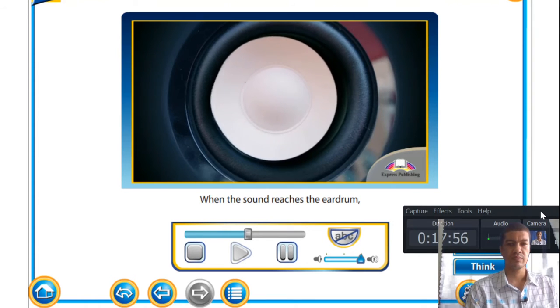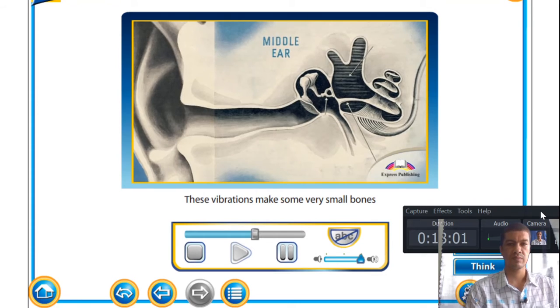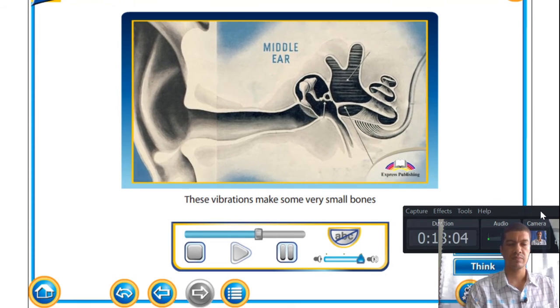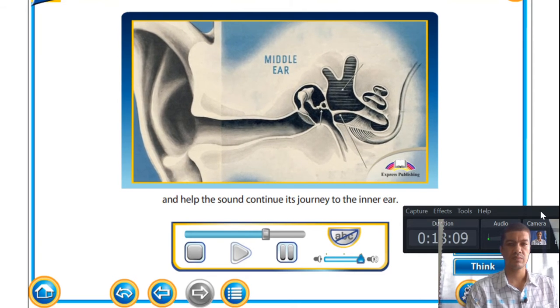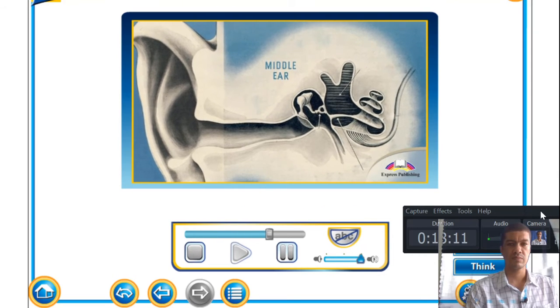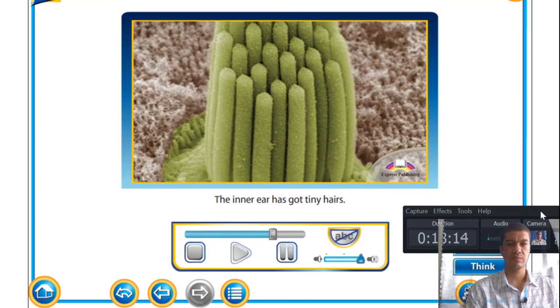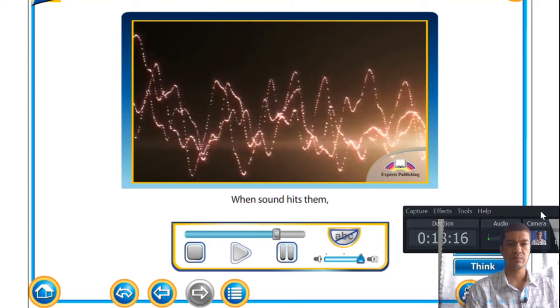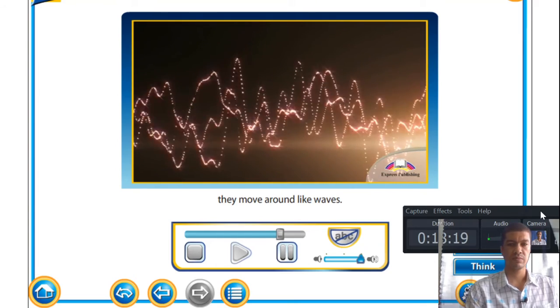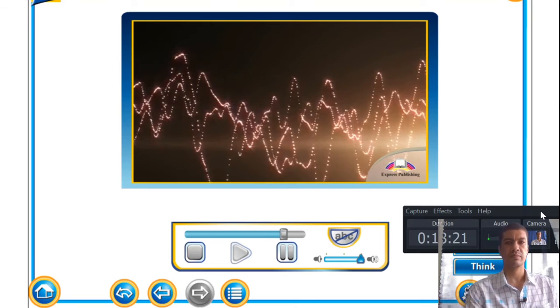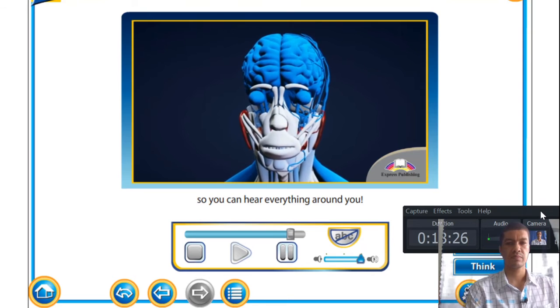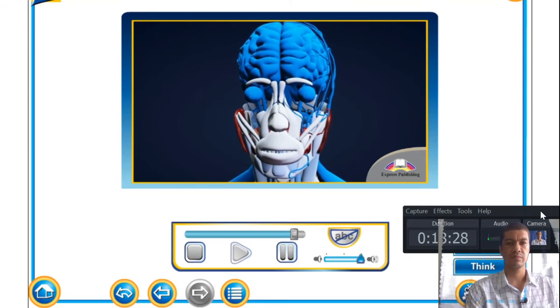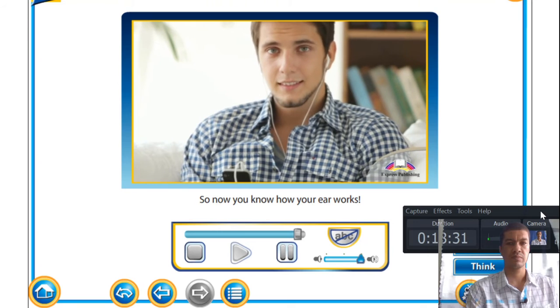When the sound reaches the eardrum, it causes vibrations. These vibrations make some very small bones in your middle ear move and help the sound continue its journey to the inner ear. The inner ear has got tiny hairs. When sound hits them, they move around like waves. These hairs give the signal to your brain so you can hear everything around you. So now you know how your ear works.